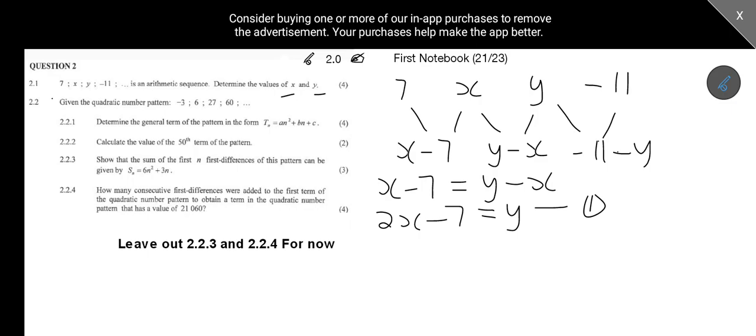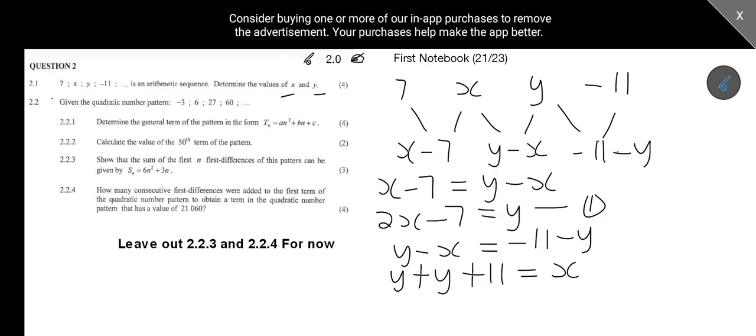Again, we're going to say that y minus x is equal to negative 11 minus y. So we're going to make x the subject by taking all the terms on the right side to the left side, and by taking the minus x on the left side to the right side. We're going to have y plus 11 is equal to x. What is y plus y? That gives us 2y. 2y plus 11 is equal to x, and that gives us the second equation.